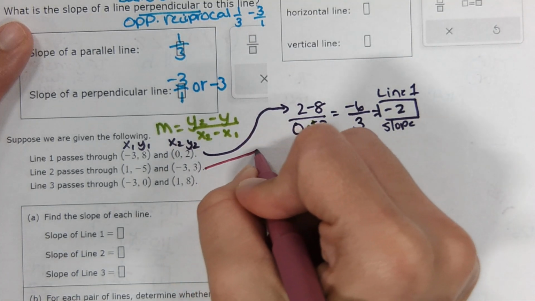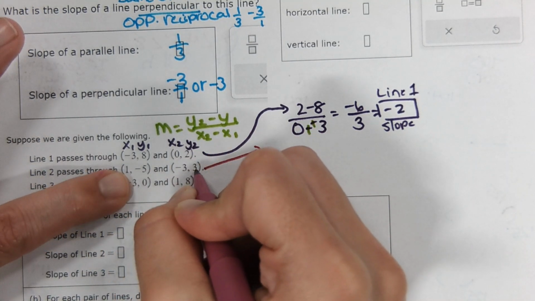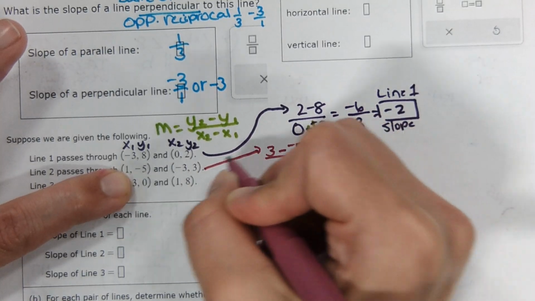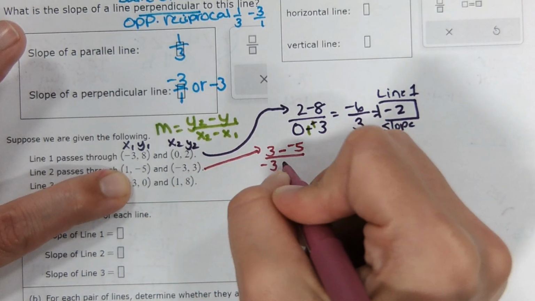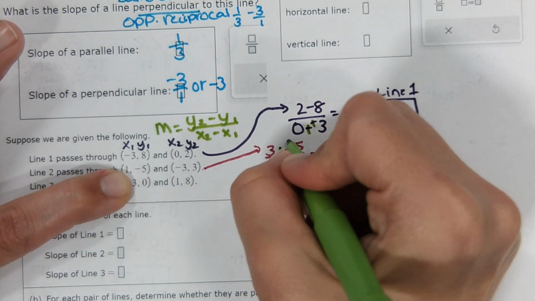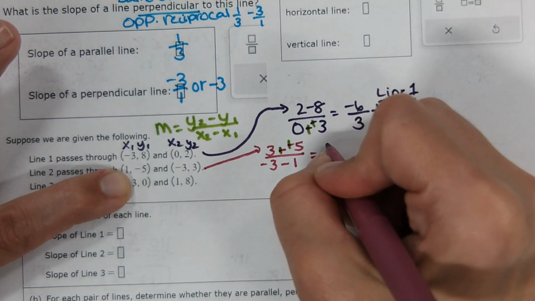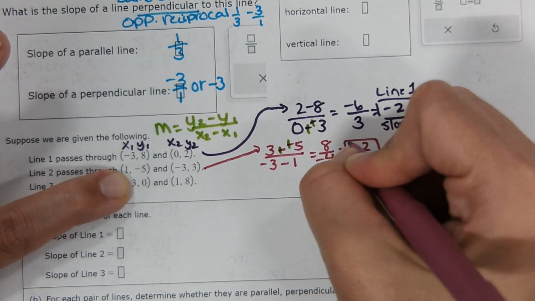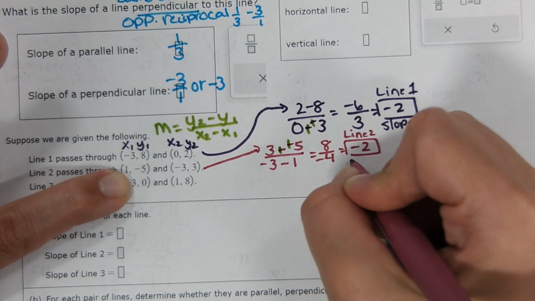Okay, then line 2, we're going to do the same thing. y2 minus y1, 3 minus -5 over x2 minus x1. The opposite, we get 8 over -4, which is -2. So that is line 2 slope.